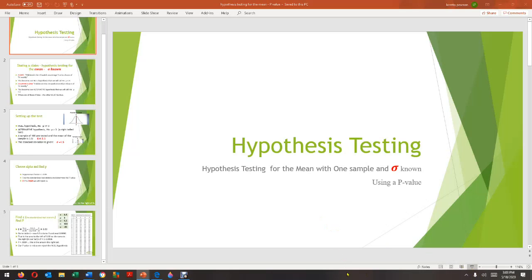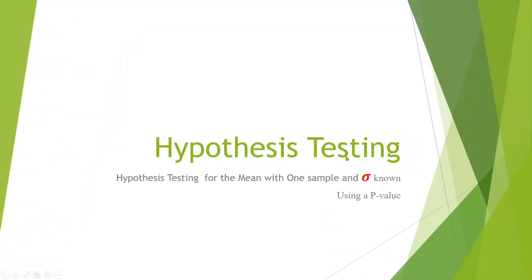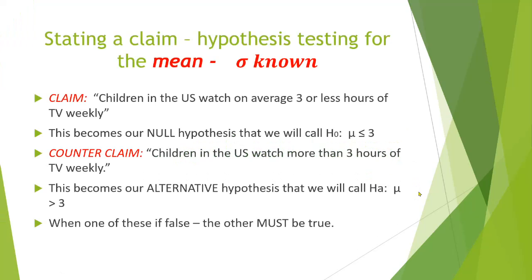We're going to be looking at hypothesis testing this week. So the example that I'm going to talk about today is hypothesis testing for the mean when we have just one sample and we know sigma. And we're also going to use a p-value in this example.